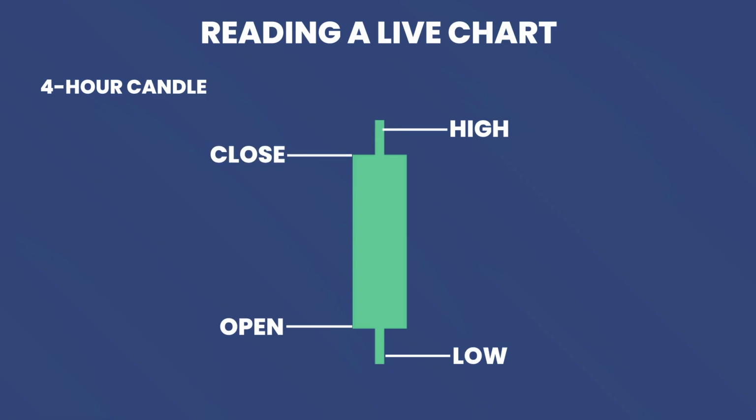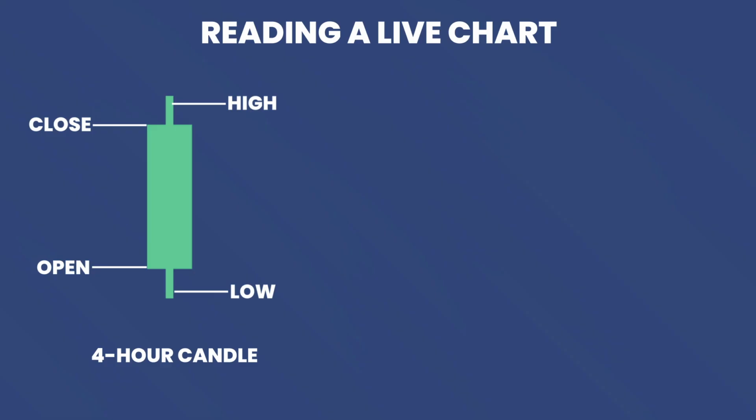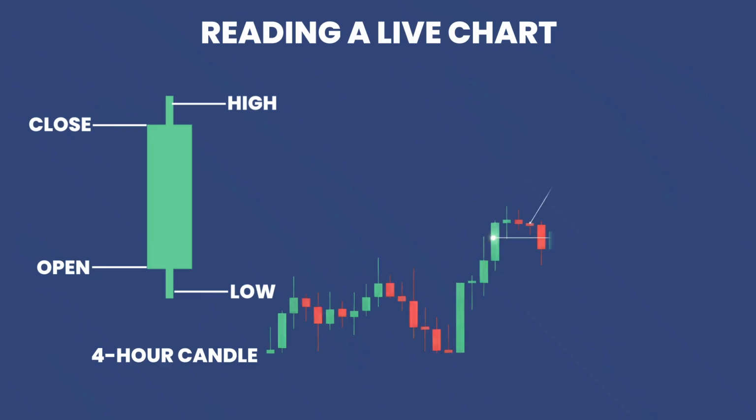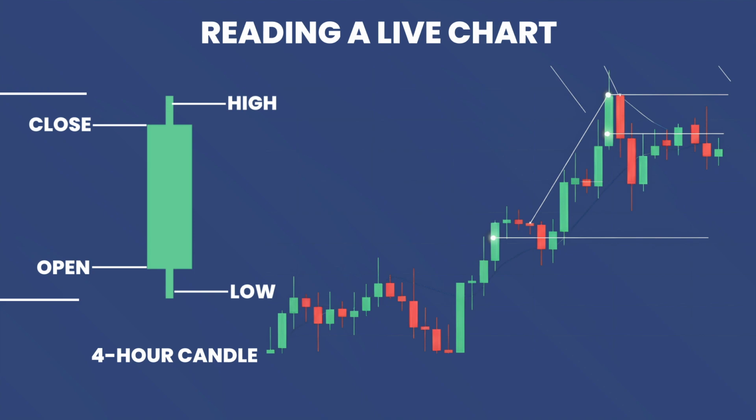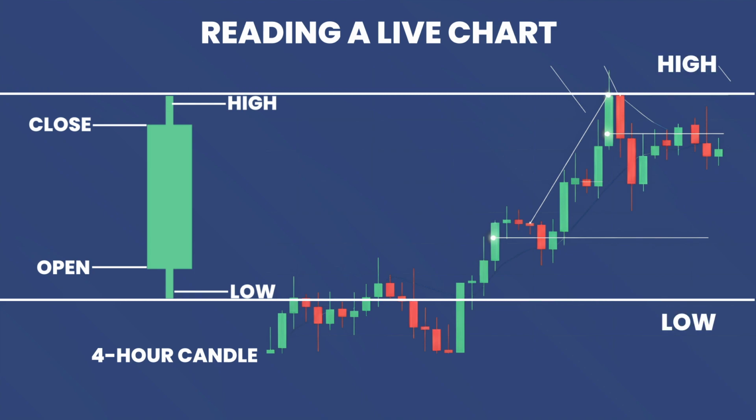Now, if we zoom out, that single 4-hour candle is actually made up of many smaller 5-minute candles. This shows the detailed price movement within the bigger candle. You can see the open, close, high, and low for each candle, helping you read price action in real time. On live charts, every candle tells a story of market movement.